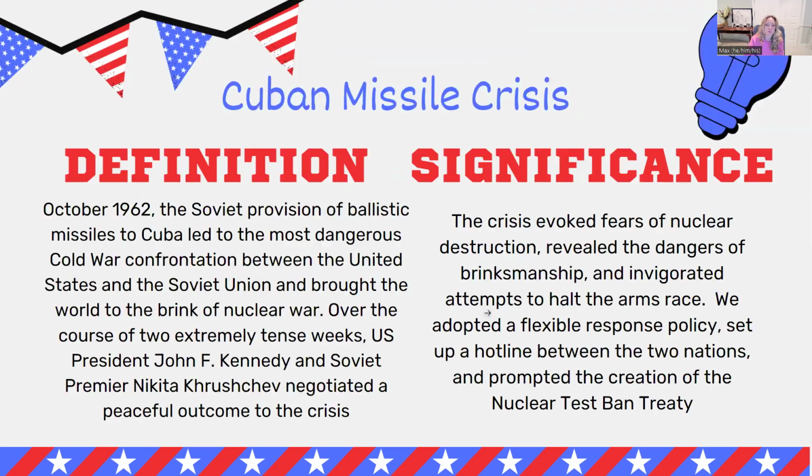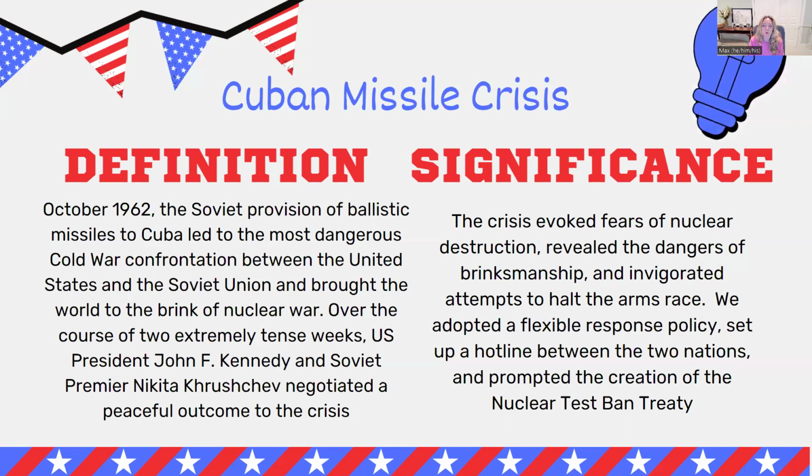Cuban Missile Crisis. In October 1962, the Soviet provision of ballistic missiles to Cuba led to the most dangerous Cold War confrontation between the United States and the Soviet Union and brought the world almost to the brink of war. Nuclear annihilation was almost a reality. Over the course of an extremely tense 14 days, JFK and the Soviet Premier Nikita Khrushchev finally negotiated a peaceful outcome to the crisis. The crisis really sobered both sides.